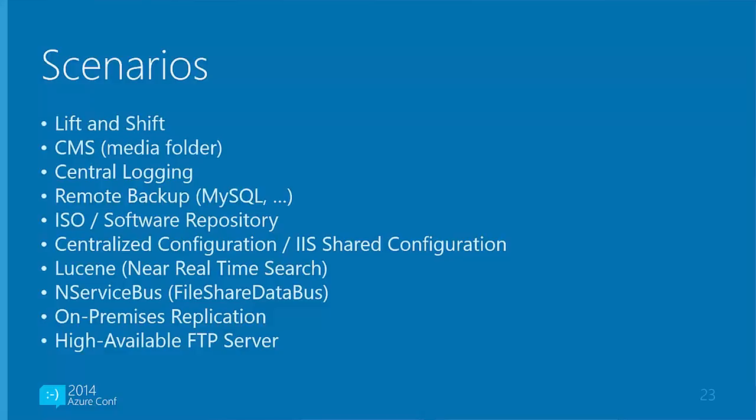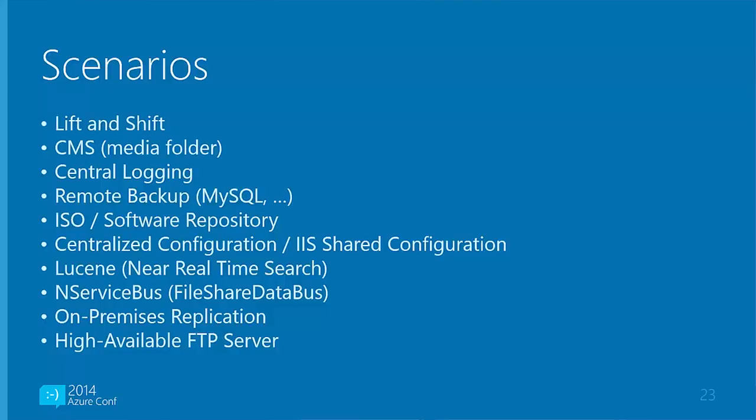Besides backups, you can use Azure Files Share for a software repository where you store ISO files and other tools you'll typically use in multiple virtual machines. You can use Azure Files as a centralized configuration store, for example, with IIS shared configuration, allowing you to set up your websites, your FTP servers once, store that information in an Azure file share, and have your other virtual machines point to that configuration.